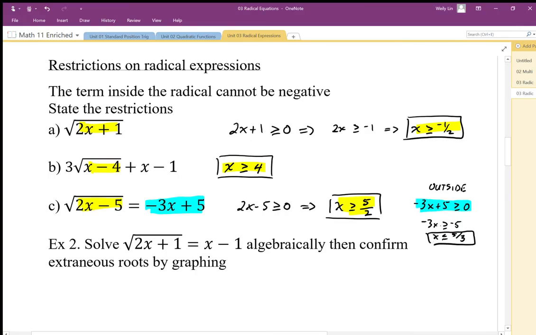And those two together then represent my full restriction. Okay, so it's important that we understand, first of all, that the inside restriction is the most important. But there's also an outside restriction, meaning that the outside of the square root cannot equal a negative. So when we square root, remember it's a principal square root, and it can't be negative.